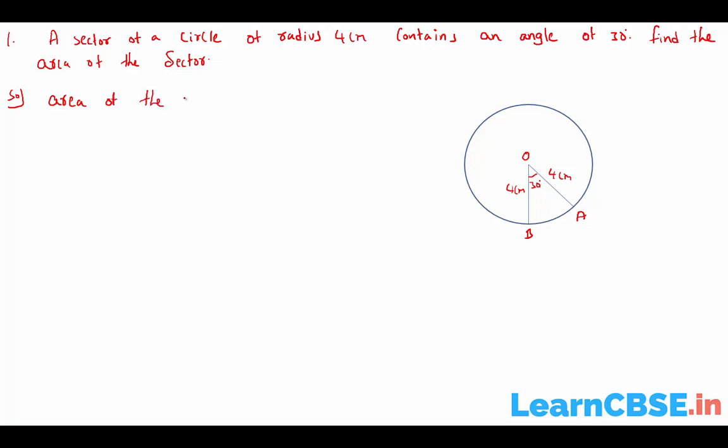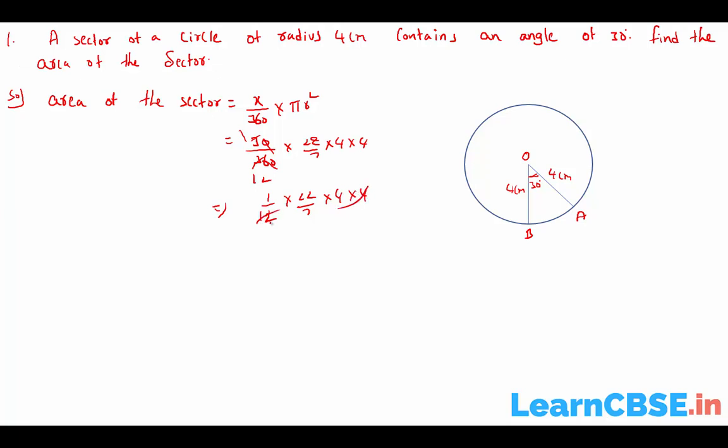Area of the sector equals x by 360 into pi r square, where x is the angle in the sector. So 30 by 360 into 22 by 7 into 4 into 4. The zeros cancel, 3 ones are 3, 3 twelves are 36. So 1 by 12 into 22 by 7 into 4 into 4, 4 ones are 4, 4 threes are 12. So 88 by 21 centimeter square is the area of the sector.